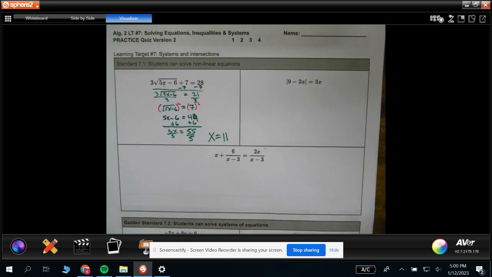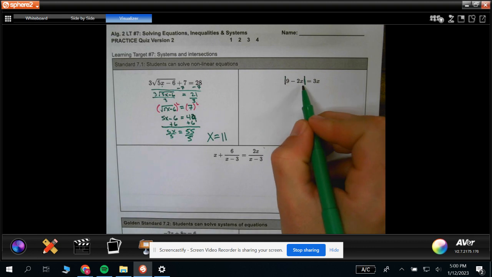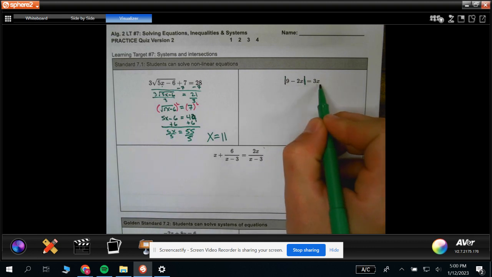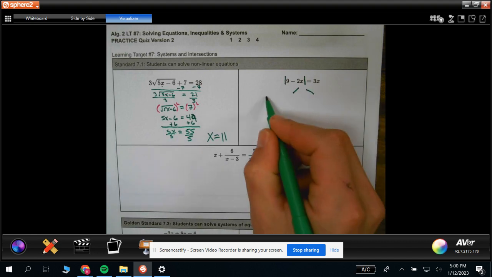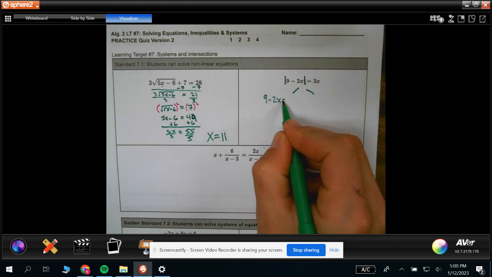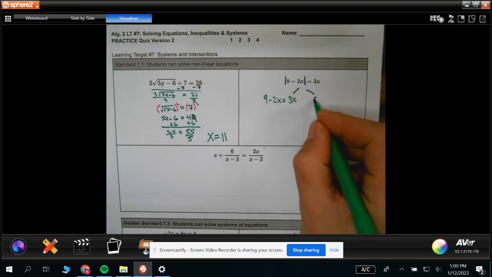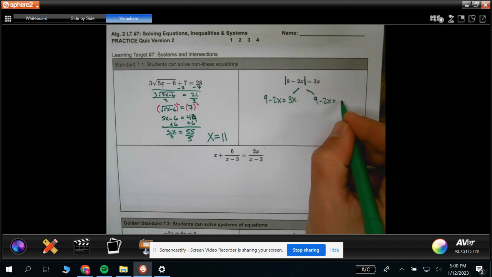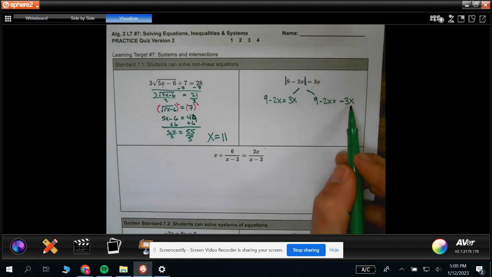Absolute value, again, first step, get the absolute value isolated. We can see here, it already is. The only thing here is the absolute value of 9 minus 2x equals 3x. Once you have the absolute value isolated, we set up 2 equations. Either 9 minus 2x equals positive 3x, whatever is on this side is positive, or 9 minus 2x equals negative 3x. It doesn't work any differently because it's not a number over here. It doesn't matter, it's a coefficient and a variable. It's still the positive or the negative.